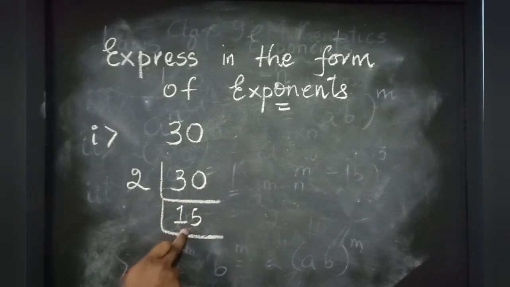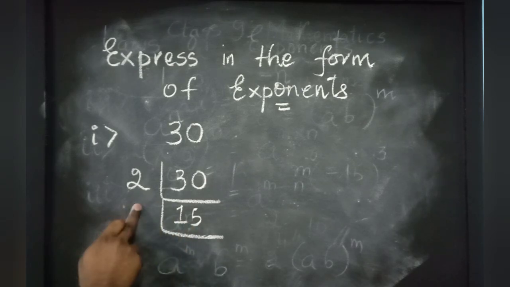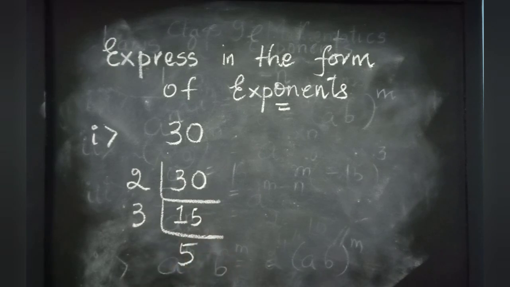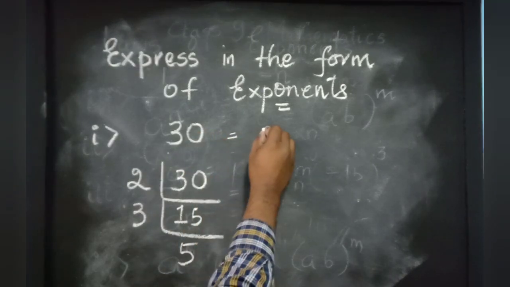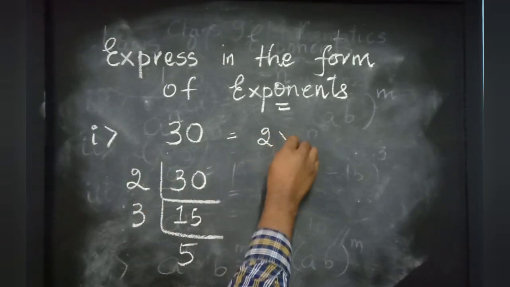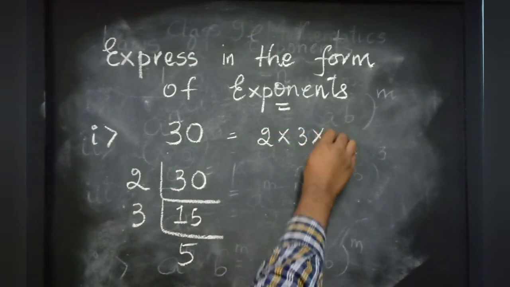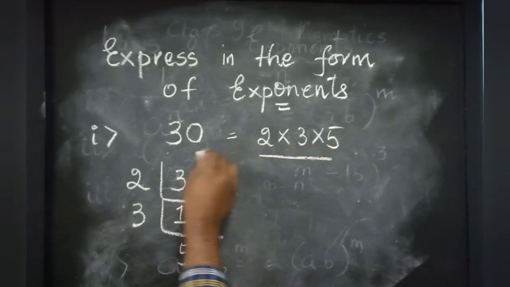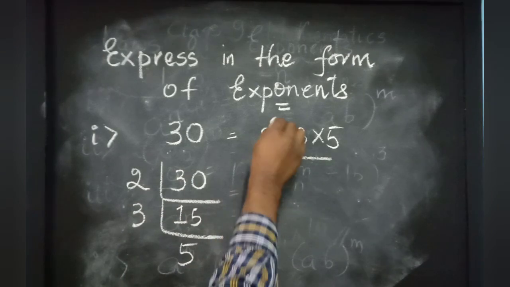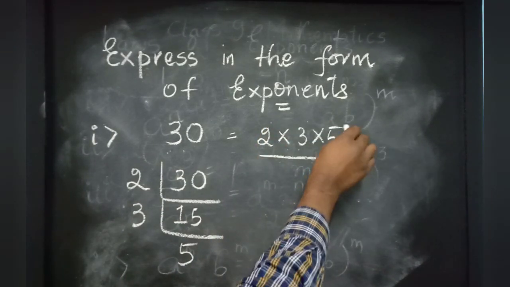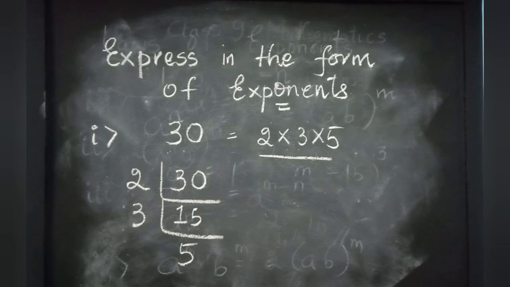Now I cannot divide 15 by 2. The next number after 2 is 3. Now divide 15 by 3. Yes, it is possible. Now 3 fives are 15. Now I can write 30 as what? 2 into 3 into 5. Now I converted 30 in the form of exponent, that is 2 to the power 1, 3 to the power 1 and 5 to the power 1.